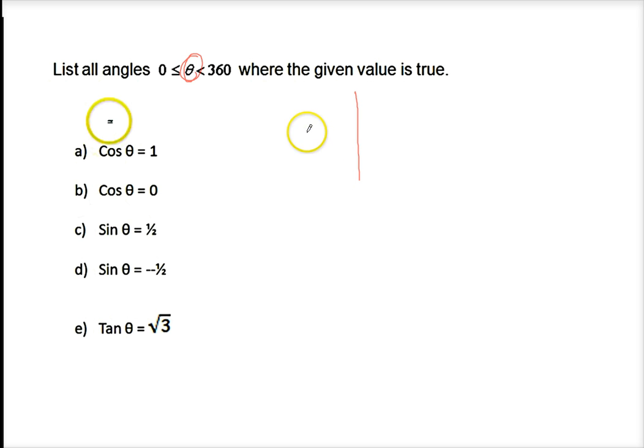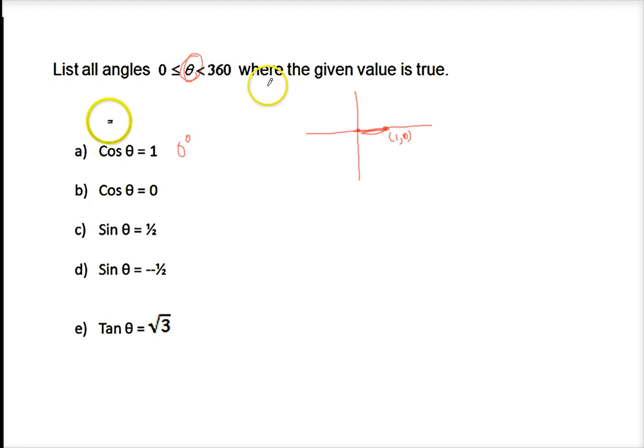So here's a couple of ways you can do this. For cosine to be 1, what does that mean? Well, we are on a unit circle, so our x value has to be 1, and our y value would have to be 0. We go directly here. So the cosine is 1 at 0 degrees.